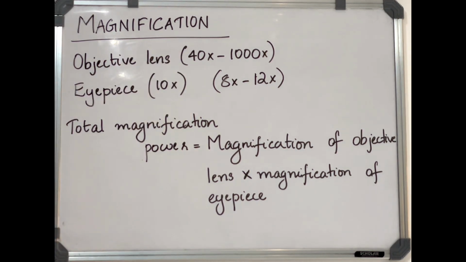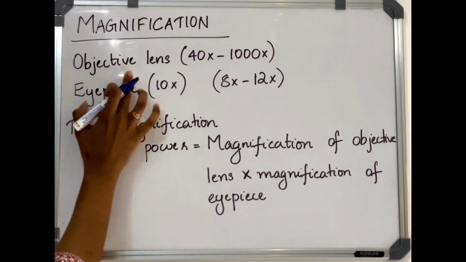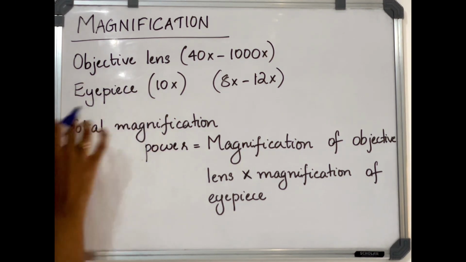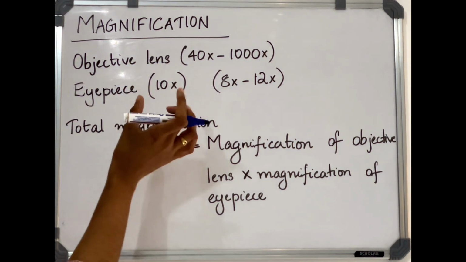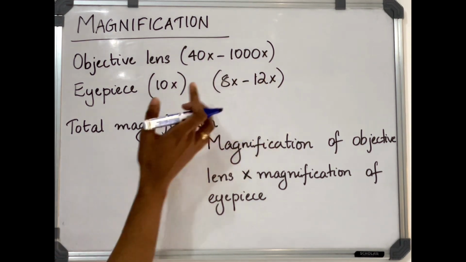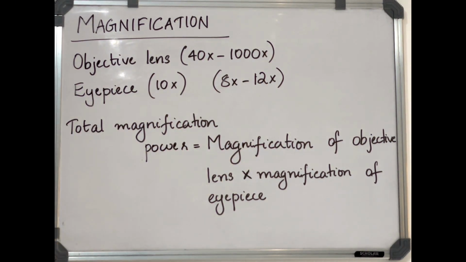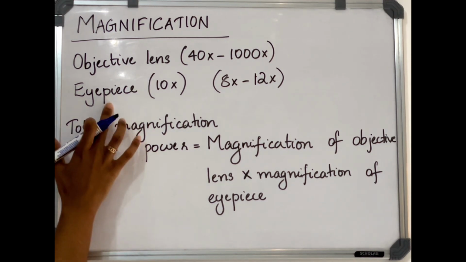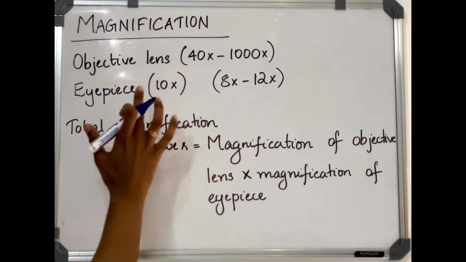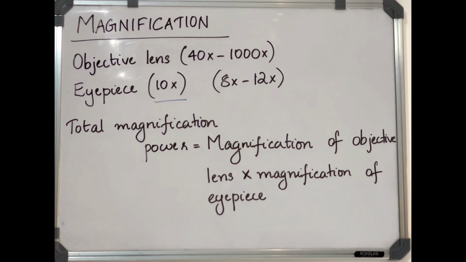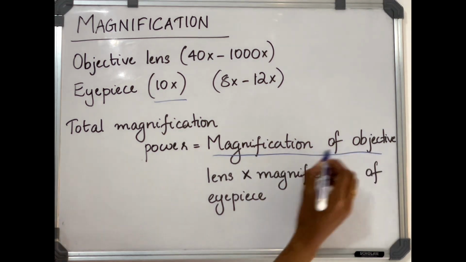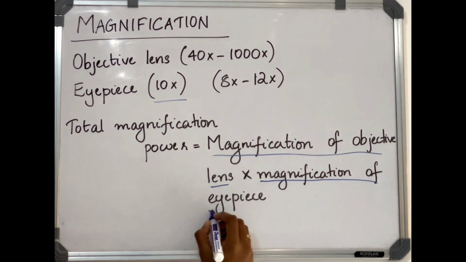Magnification of a bright field microscope. The magnification of an image is determined by the magnification of the objective lens and the magnification of the eyepiece. The objective lens has a magnification power that ranges from 40x to 1000x depending upon the type of bright field microscope, whereas the magnification power of the eyepiece ranges from 8x to 12x, but it has a standard magnification power of 10x. So the total magnification power is equal to the magnification of the objective lens times the magnification of the eyepiece.